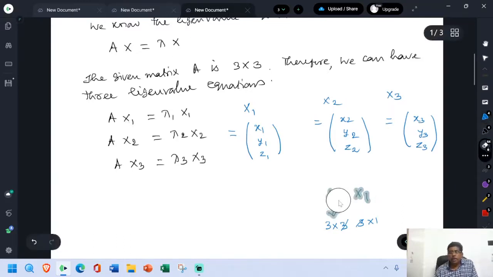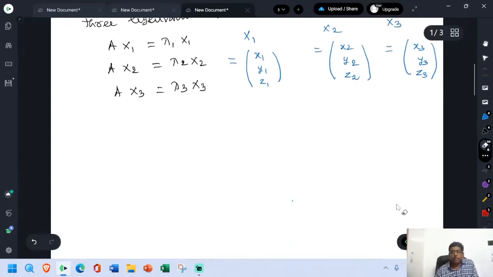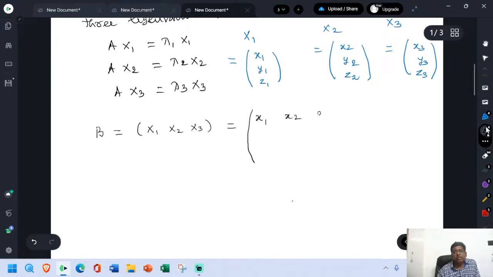Now, the matrix B, the value of B equal to x1, x2, x3, which is equal to the matrix with rows x1, x2, x3; y1, y2, y3; z1, z2, z3. This is the value of B.